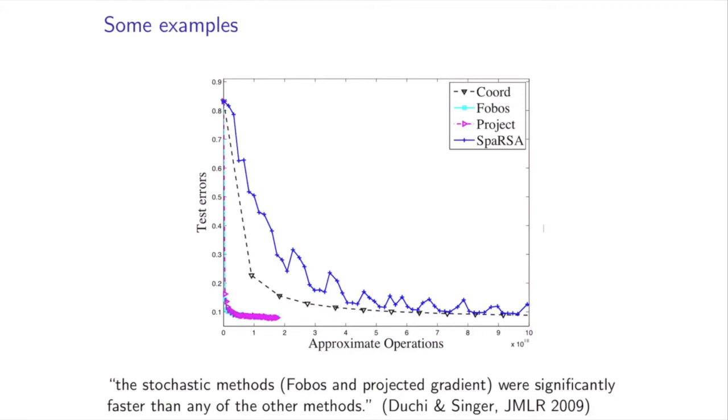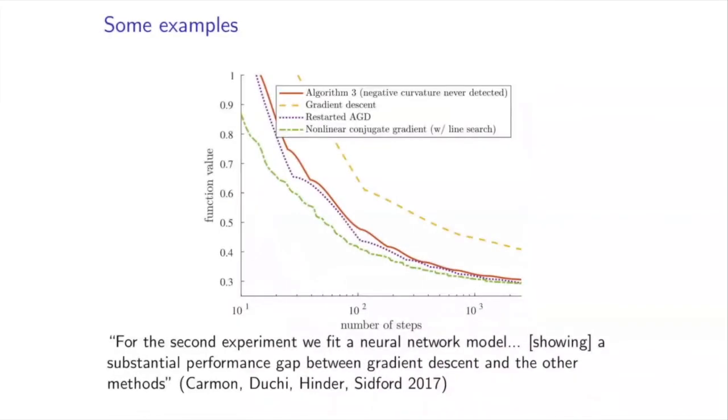I wonder if I have more examples like this. Oh yeah, I totally have more examples like this. Look at this. Okay, so for the second experiment, we fit this neural network model. We show a substantial performance gap between gradient descent and the other methods. And so we're plotting again number of steps and function value over time, averaged over a bunch of experiments. But basically, this is not particularly informative. It shows you that there's a problem where certain methods do better than others.